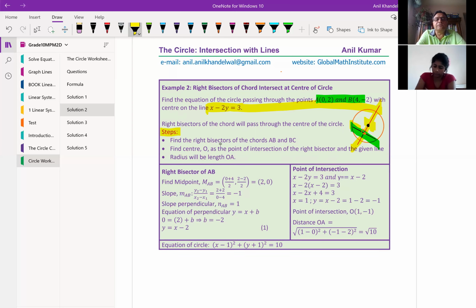So, the approach is to find the right bisector of the chord AB and BC. Find the center O as the point of intersection of the right bisector and the given line, right? So that is what it is. That will give you the point of intersection.